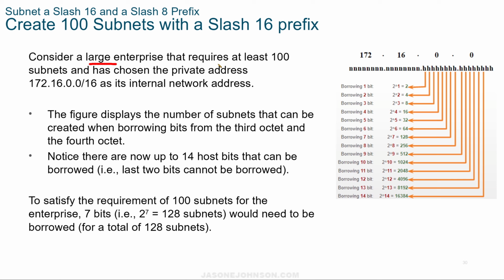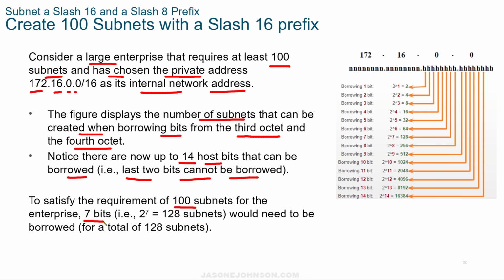Now, if we think about a large enterprise that requires at least 100 subnets and has chosen the private address 172.16.0.0/16 as its internal network address, the figure on the right displays the number of subnets that can be created when borrowing bits from the 3rd octet and the 4th octet. Notice there are up to 14 host bits that can be borrowed, and at least 2 bits cannot be borrowed. To satisfy the requirement of 100 subnets for the enterprise, 7 bits, 2 to the 7th power equals 128 subnets, would need to be borrowed for a total of 128 subnets.